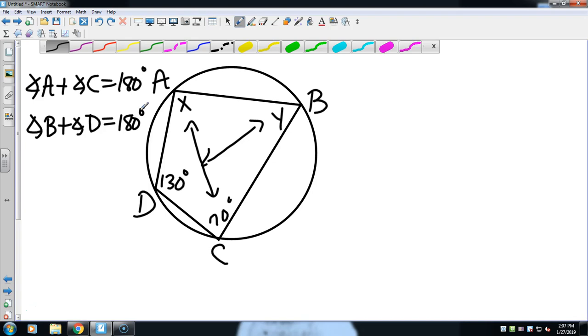So if angle C is 70 and those are supplementary, then X has to be 110. And if B and D are supplementary and D is 130, then angle Y has to be 50 degrees. And if we added those up, 110 plus 50 plus 70 plus 130, we should get a total of 360 degrees. So that's a fairly short lesson, a little under 7 minutes. That's 10-4 inscribed angles.